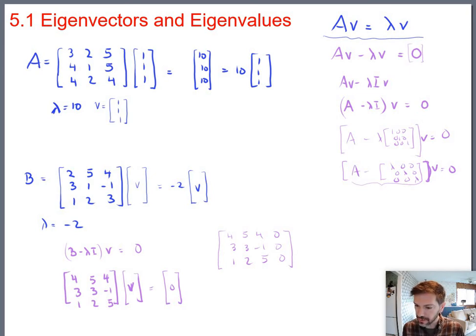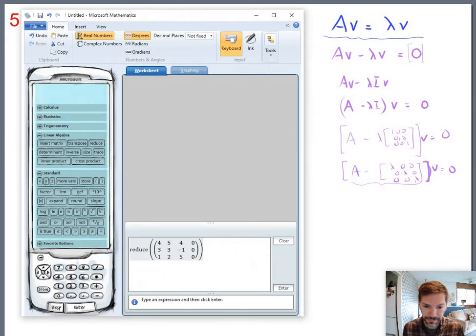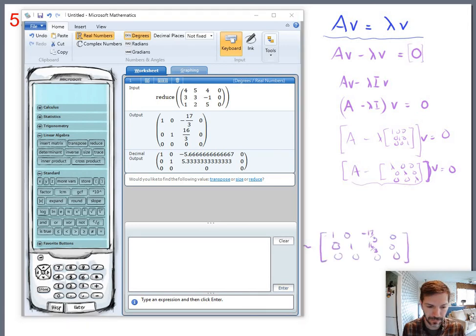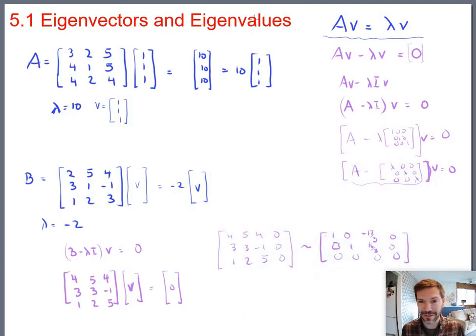Okay, so grab your calculator and reduce that. And we get some fractions this time, which is okay. And notice we do have a free variable here, which is good. If the only solution to the homogeneous system was 0, 0, 0, keep in mind we're not allowing 0, 0, 0 as an eigenvector, so that's not what we want. We need something else besides that.